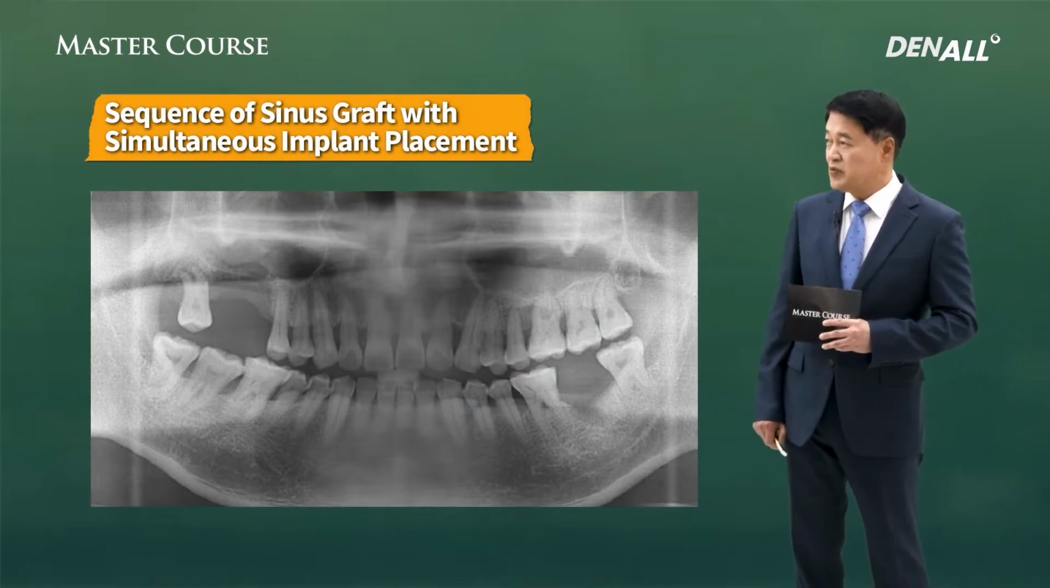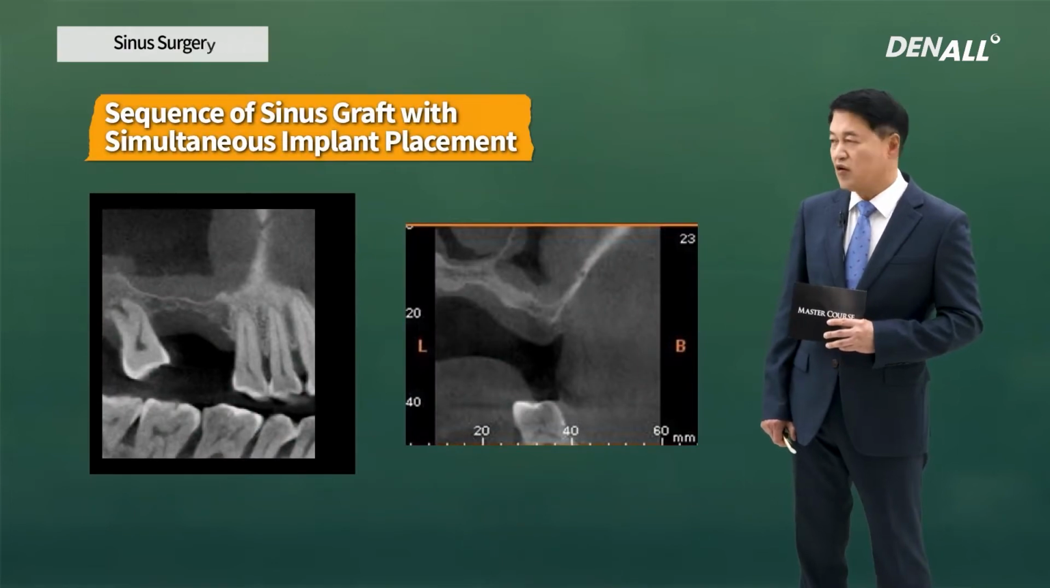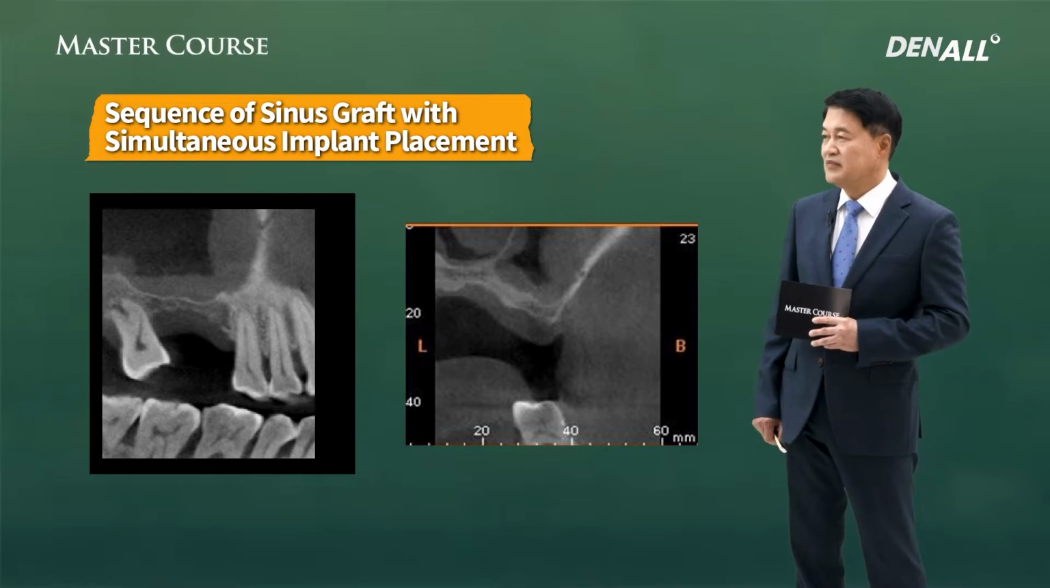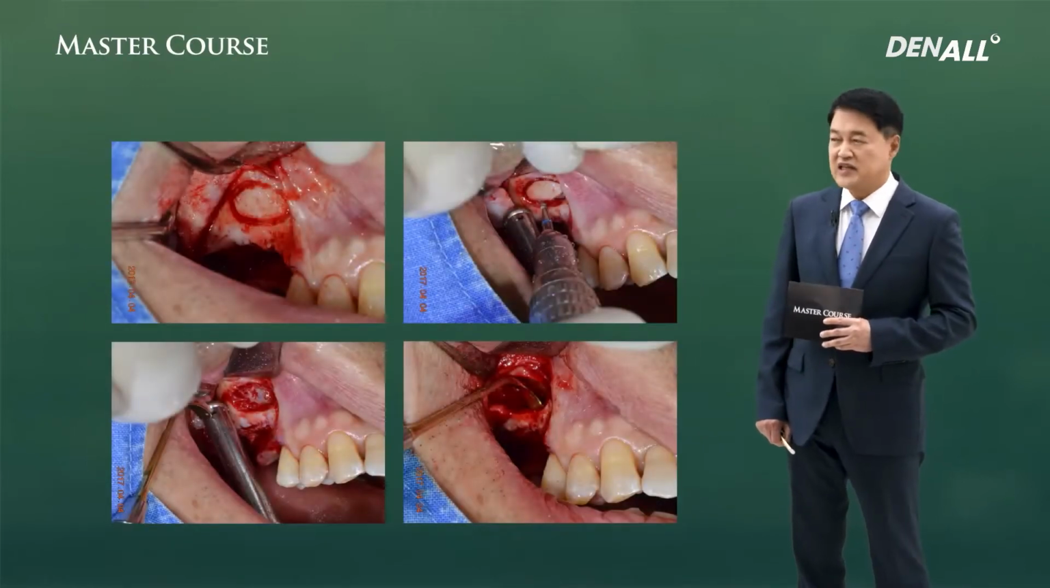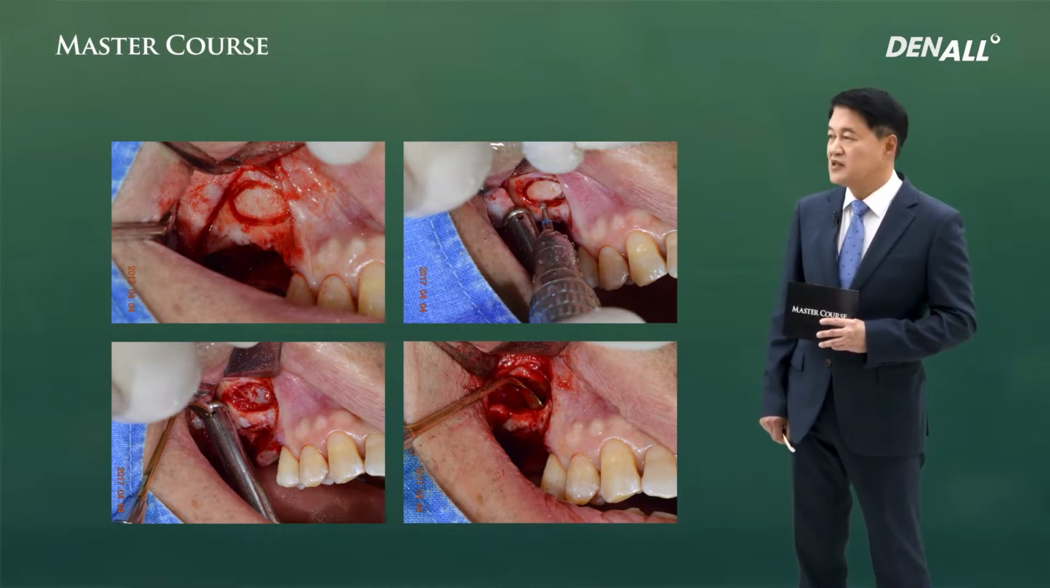Let's look at a clinical case and follow the order. In the upper right quadrant, there was very little residual bone, 1 or 2 millimeters, and a graft was needed. I planned to do a graft as well as immediate implant placement. First, the window was designed, drilling was done, the window was removed, and the membrane was lifted from the floor where it's easy. For the instrument to approach easily, the diameter of the window should be over 5 millimeters.